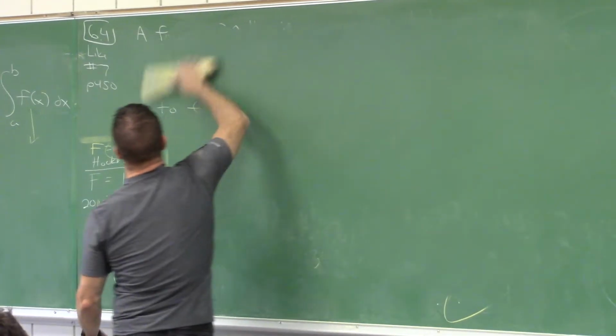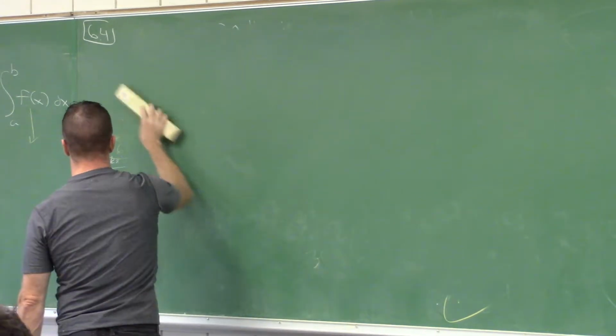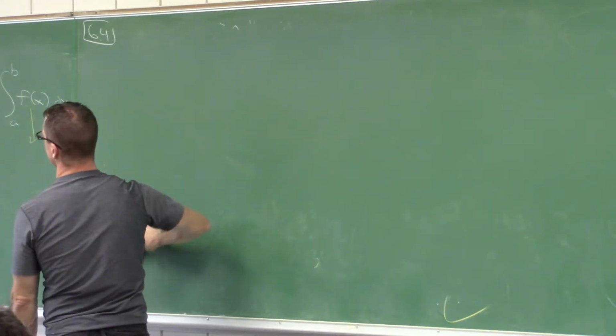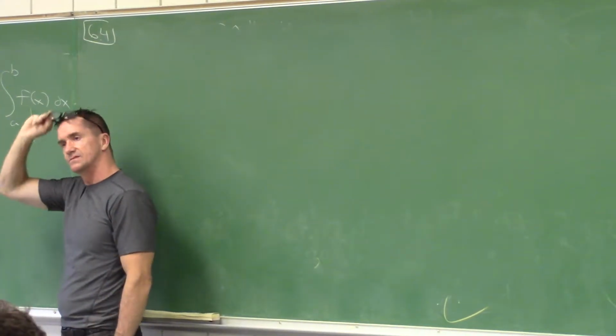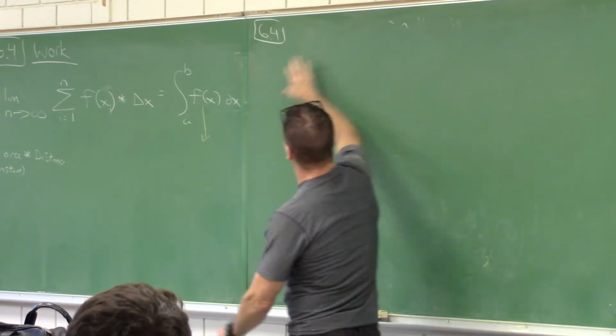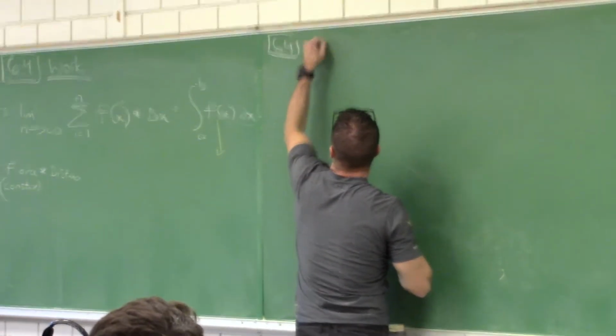Rope hanging from a building. Let's find the work necessary to pull the rope up. So we don't need Hooke's law, do we? But we do need this. So in this problem, everyone, let's find the work necessary.